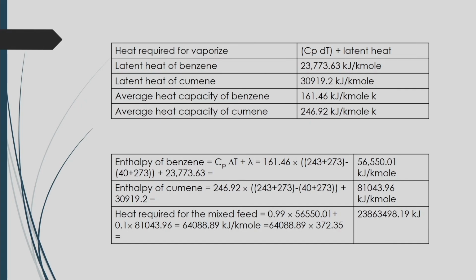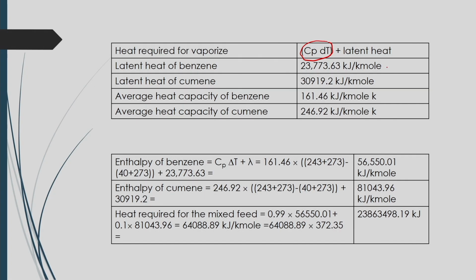Now, the heat required to vaporize this should account for the rise in temperature, and also the phase change of that feed mixture. For the phase change you have to consider the latent heat, and for the temperature difference the heat is calculated as sensible heat, Cp into dT. So, the heat required for vaporization will be the summation of the sensible heat and latent heat.